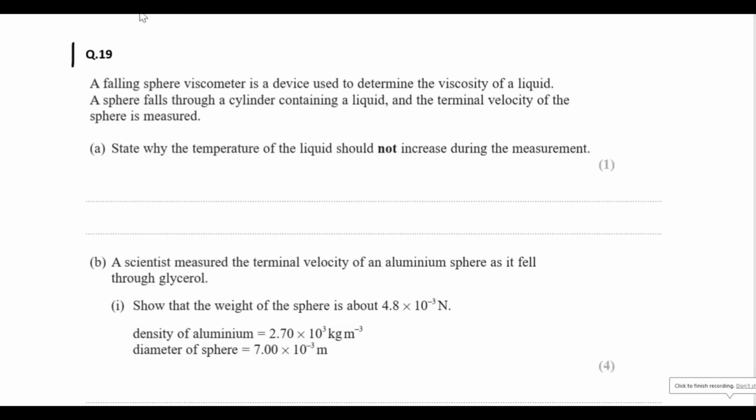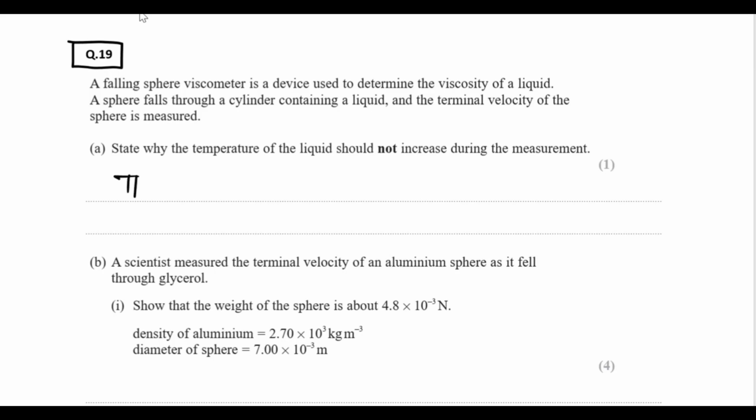Now question number 19. A falling sphere viscometer is a device used to determine the viscosity of a liquid. A sphere falls through a cylinder containing a liquid and the terminal velocity of the sphere is measured. State why the temperature of the liquid should not increase during the measurement.